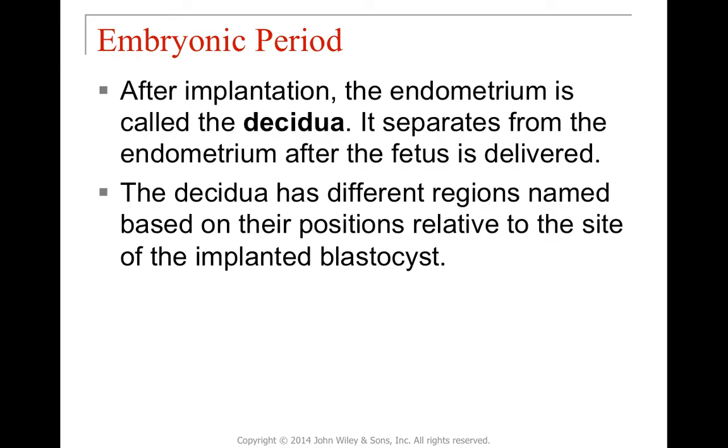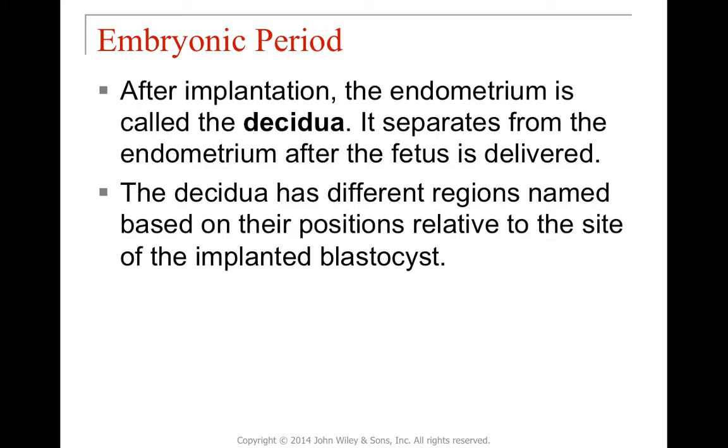So after the implantation period, the endometrium is now, instead of being called the endometrium, called the decidua. So basically, an endometrium that is supporting a pregnancy is changed to become a decidua. And that's actually going to be coming out with the fetus, or immediately after the fetus is delivered. It's going to separate off from what would normally be considered the endometrium.